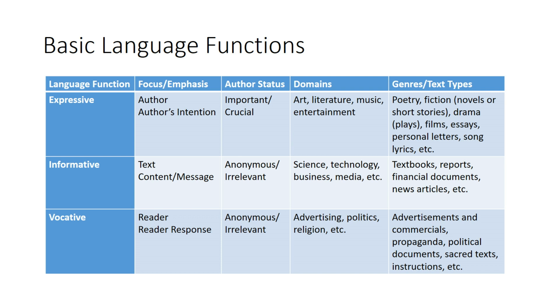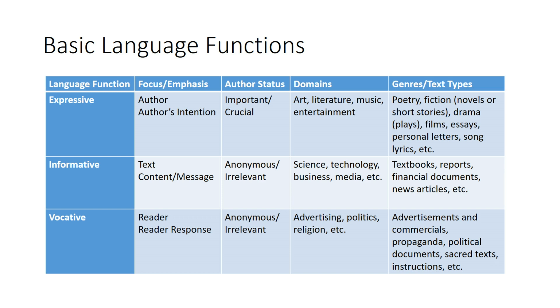By the same token, if we have something like an advertisement, you're reading through a magazine and you come across an advertisement for a new car or makeup, right? So the genre is a magazine advertisement. The real world domain is advertising. The author status is irrelevant. We don't care what individual in real life created that, but the emphasis is on the reader and his or her response. The primary language function is vocative. So on this slide with this chart, I'm trying to show you connections between genre and primary language function.